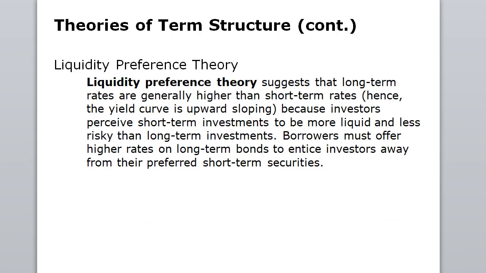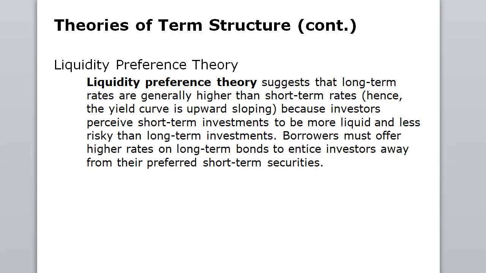Liquidity preference theory suggests that long-term rates are generally higher than mid-term or short-term rates because of liquidity. Investors perceive short-term investments to be more liquid and less risky, therefore they'll have lower interest rates. So borrowers must offer higher rates for longer terms to compensate investors for this preference for liquidity.